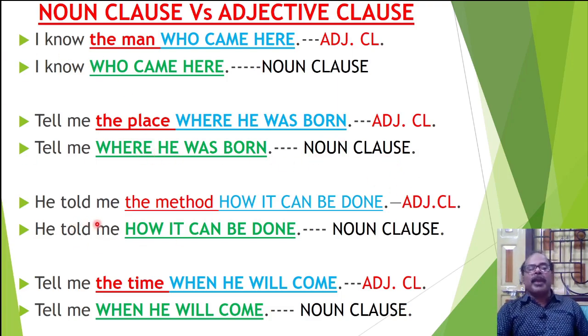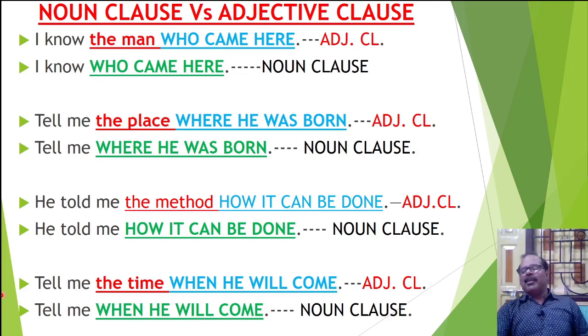He told me the method how it can be done. Method টা ইউজ করলে কি হলো, একটা নাউন অ্যান্টিসিডেন্ট তারপর একটা অ্যাডজেক্টিভ ক্লজ। কিন্তু এখানে দেখো অ্যান্টিসিডেন্ট নেই, He told me how it can be done, noun clause. Tell me the time when he will arrive. টাইমটা ইউজ করা হয়েছে, it is the antecedent, and when he will come, it is the adjective clause. Now tell me when he will come, this is noun clause.